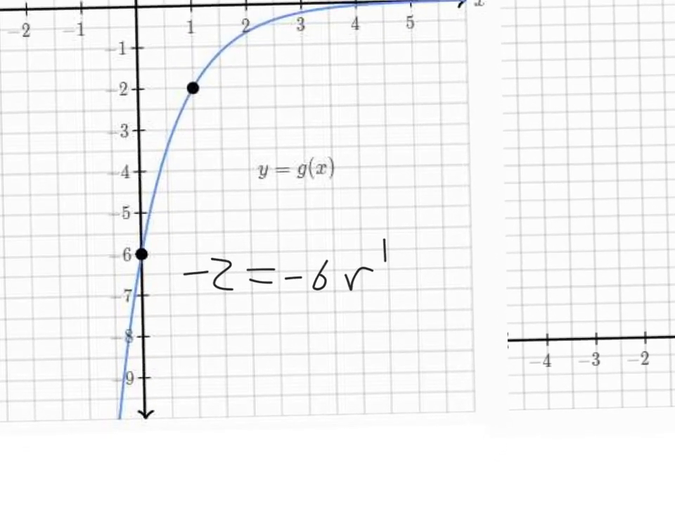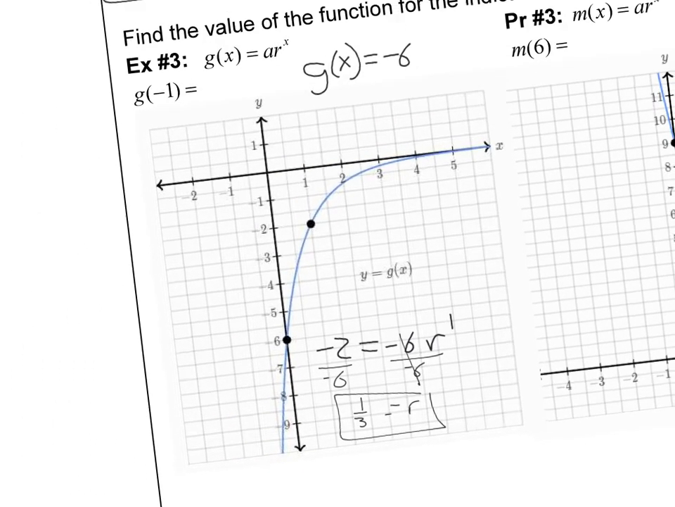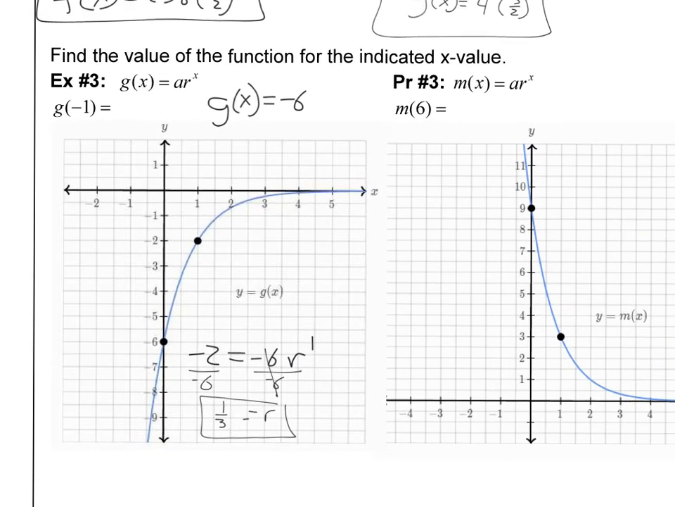Well, let's just divide both sides by negative 6. That cancels out. I have just an r over here, and negative 2 divided by negative 6 reduces to 1/3. So look at that. Sure enough, I was able to find my r value pretty easily. So I could write the function as negative 6 times 1/3 to the power of x. Now I can evaluate this. Now I can plug in a negative 1 for x. So let's go ahead and do that.